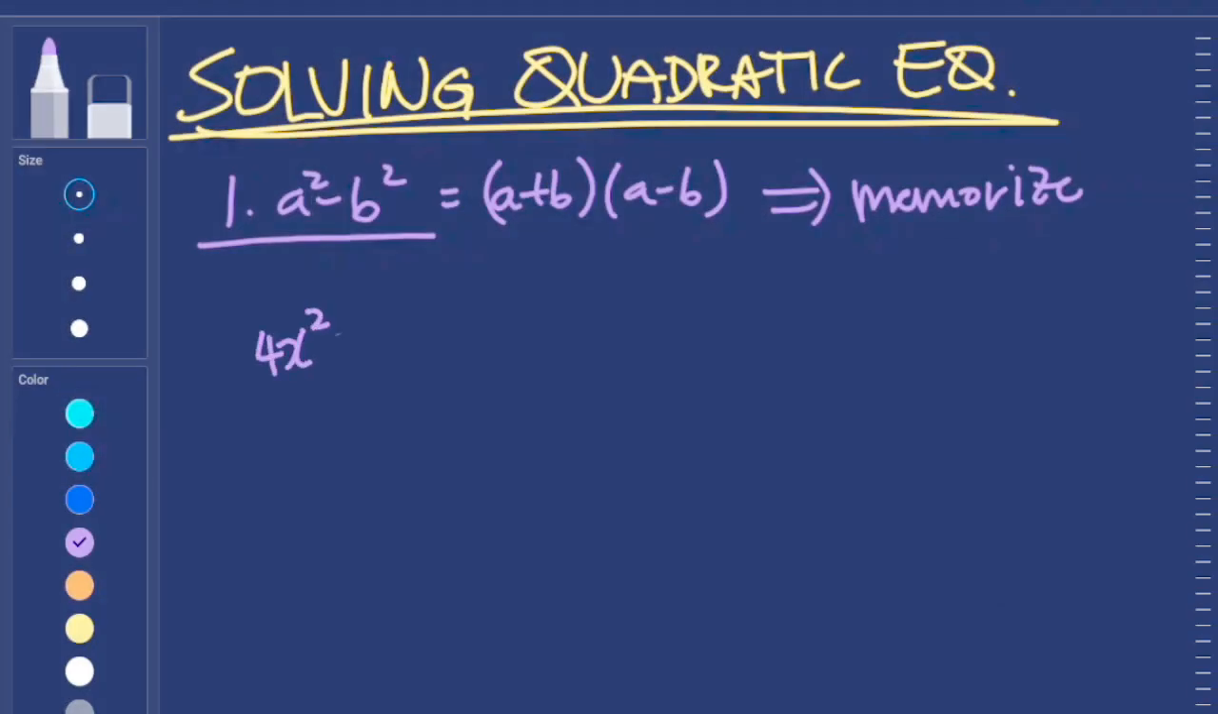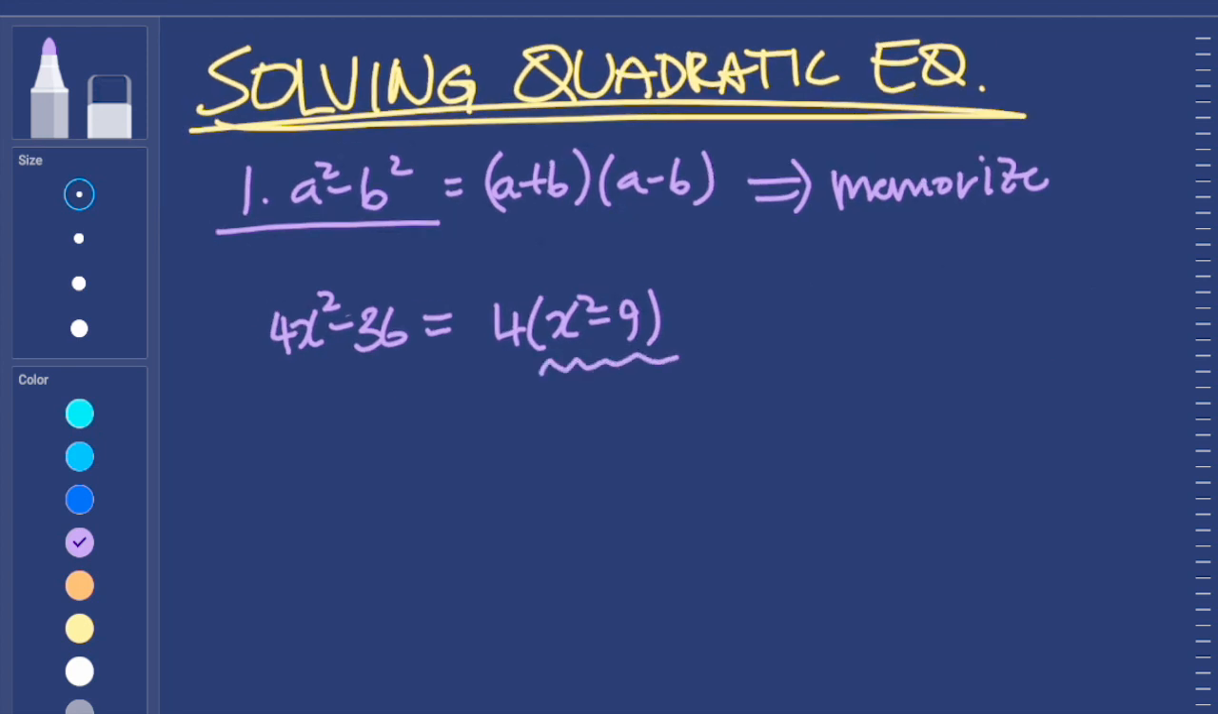In another example, for 4x squared minus 36, you have to apply the rule a little differently and find the GCF first. So what would be the GCF in this case? It would be 4, because both terms are divisible by 4, which is the largest factor. So when you factor out 4, you have 4 times x squared minus 9.